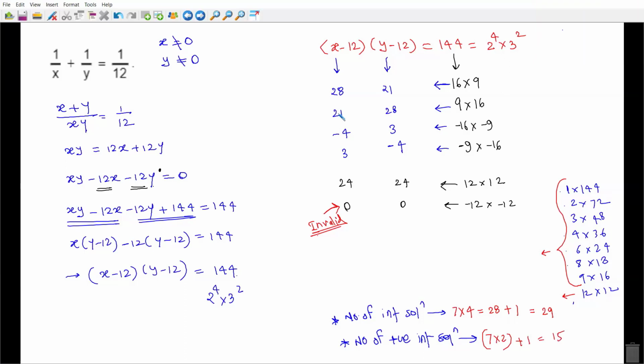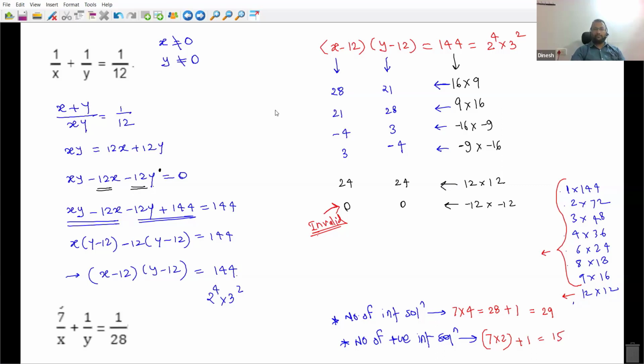Sir, why aren't we using the even wala thing that we did earlier? Like x minus 12 into y minus 12 is 144. Can we apply the even thing that we studied earlier? Like dividing by 4 and all.